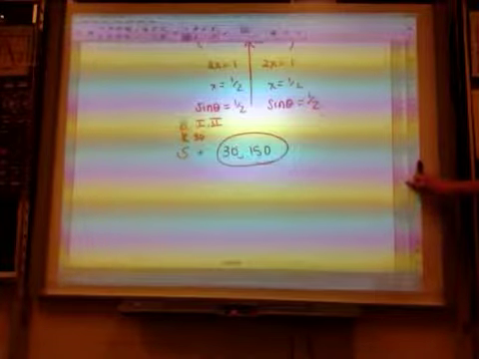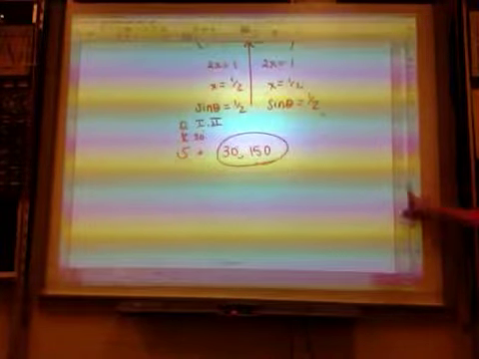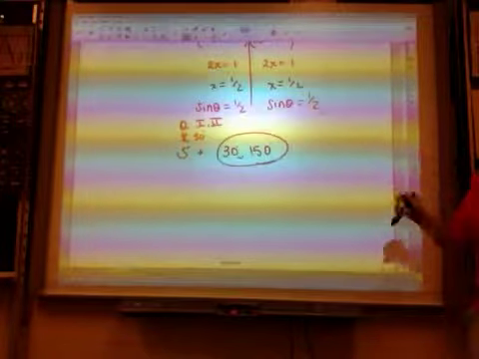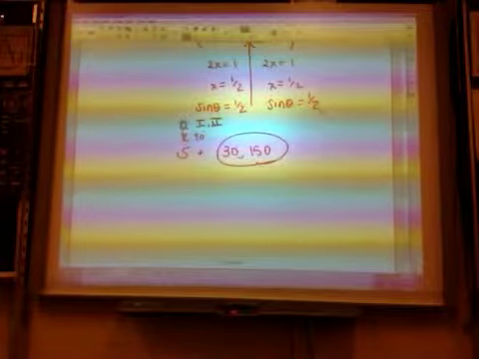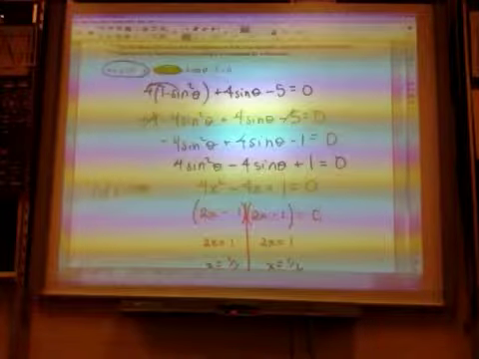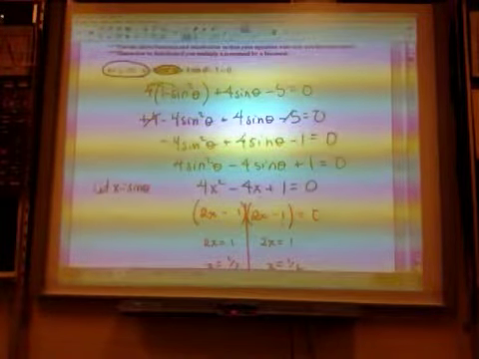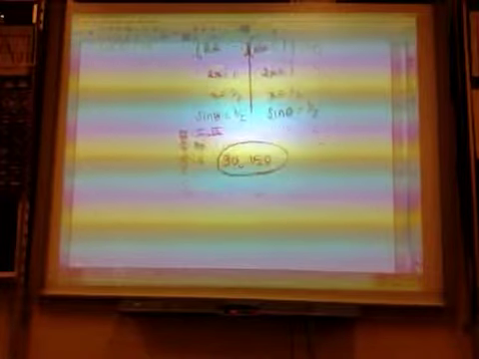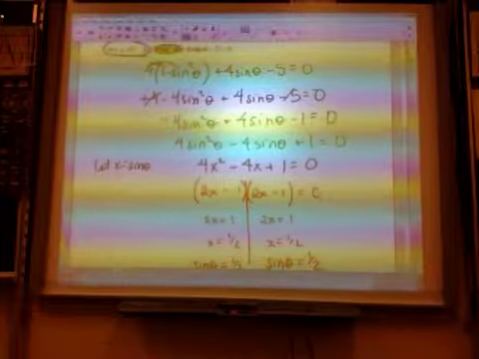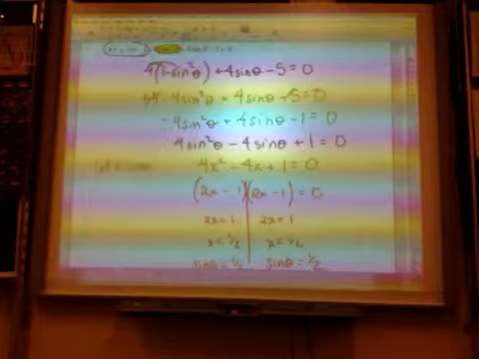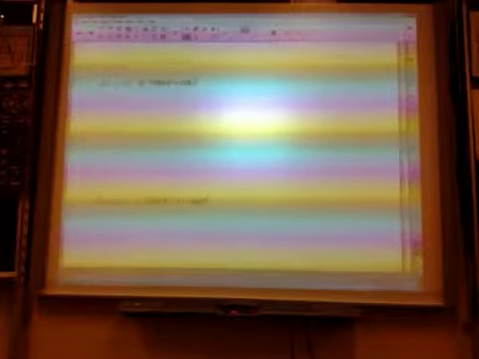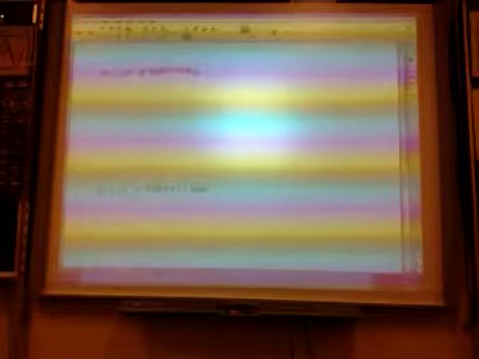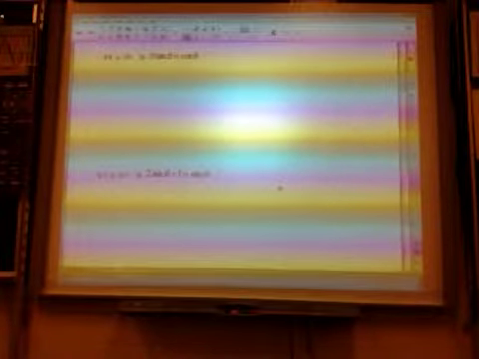Remember, you could go back to the original problem, even though it was mixed, cosine squared and sine, and sub 30 in there and there, it should equal 0, and 150 there and there, it should equal 0. So this is a typical question, subbing in for cosine squared. And these two are a little different.